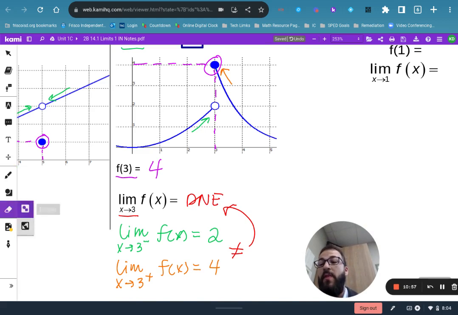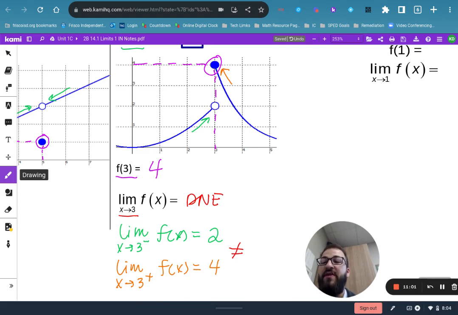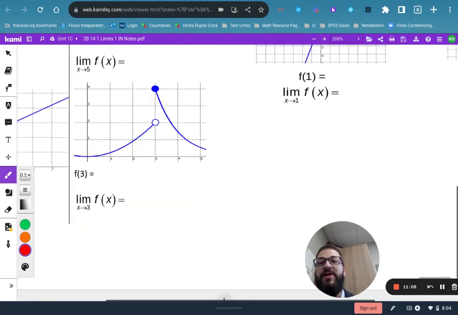Okay. So this is really the key thing with limits: while they do get to cheat, they do still have some rules, and it's that the left and the right side have to be equal to the same thing for my overall limit to exist.